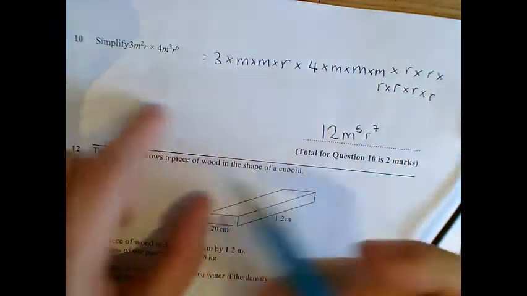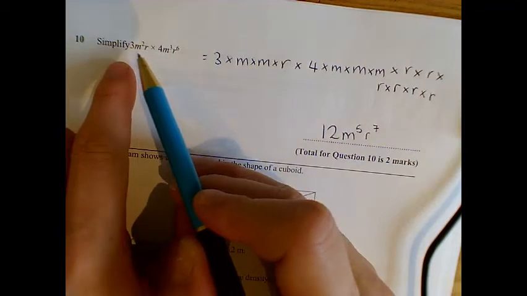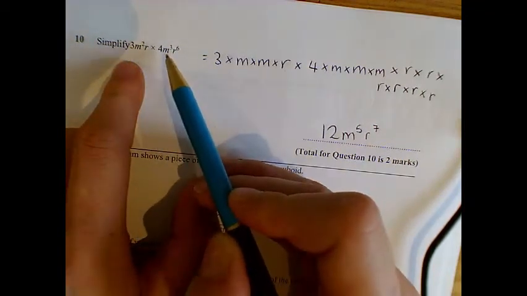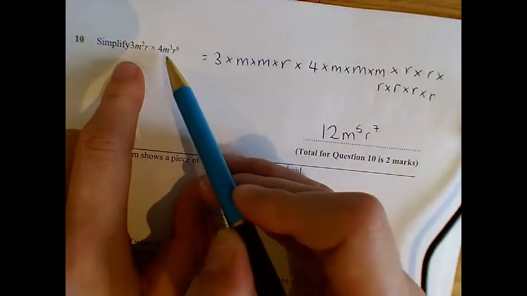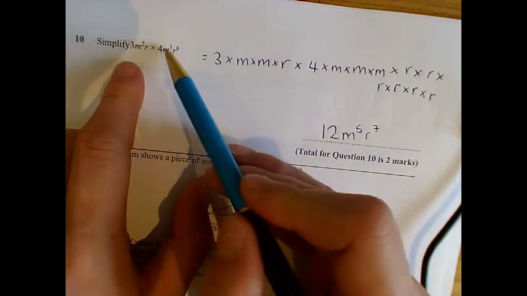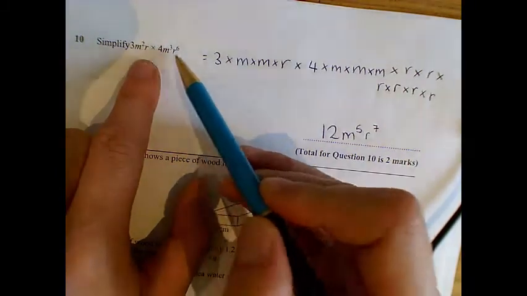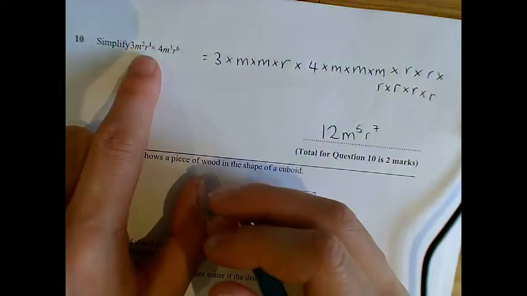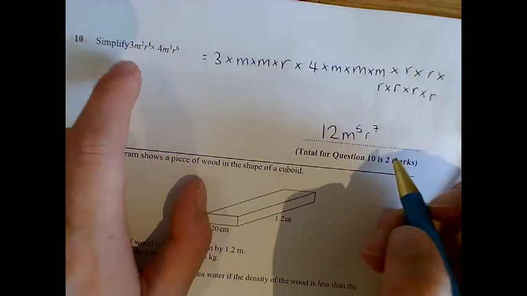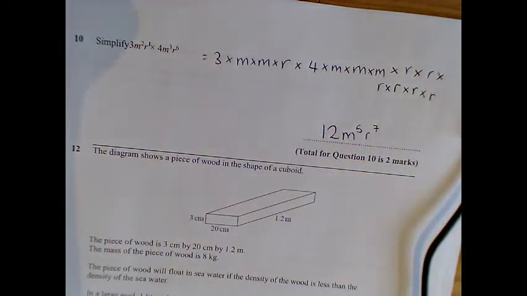Now, what we've done there is if you just look at the question, 3 times 4 is 12. And we know that when we times, we add the indices. So m squared times m cubed is going to be m to the power of 5 because we're going to do the 2, add the 3. And with the r's, remember when you see an r on its own, it's the same as it having a little 1, although we don't need to put it. And r times r to the power of 6 is going to be r to the power of 7. So that's my final answer.